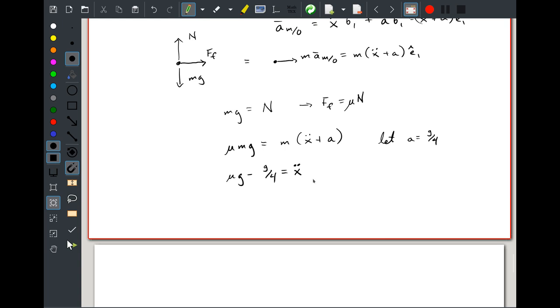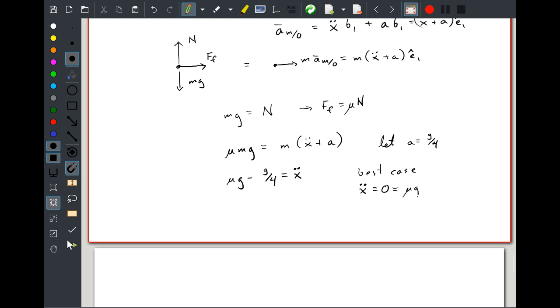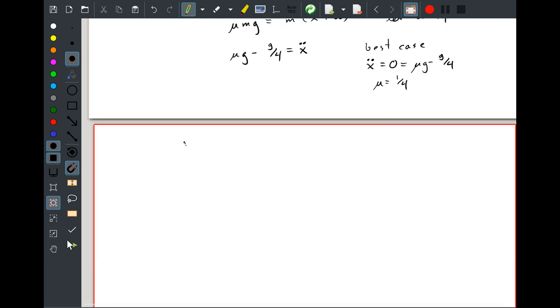Now the best case scenario would be no acceleration. And if that's the case, then we can set these equal to 0. And this would be equal to mu g minus g over 4. So mu would be equal to 1/4. So for a quarter g, you would need a static coefficient of friction of 1/4 to make sure that the acceleration is 0. Let's look at a worst case.